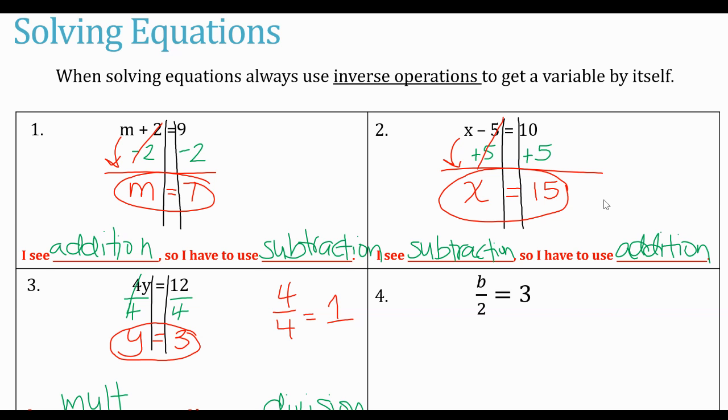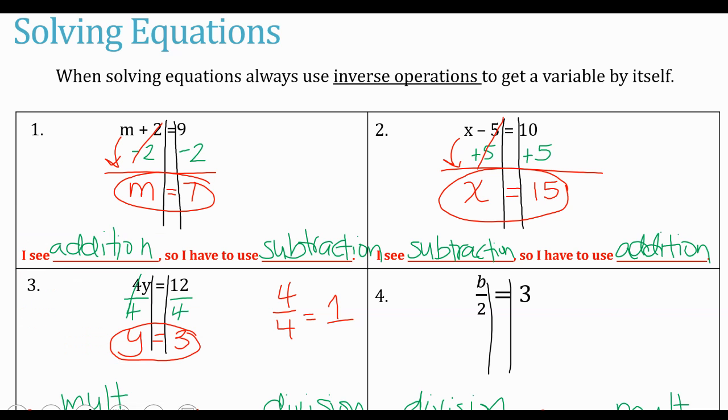Okay, let's look at this last example. b divided by 2 equals 3. So we see division, and the inverse of division is multiplication, so that's what we're going to fill in here. We see division, so I have to use multiplication. So this one is going to look a little different than the other ones. What I'm going to do is first I'm going to draw my train tracks like always.